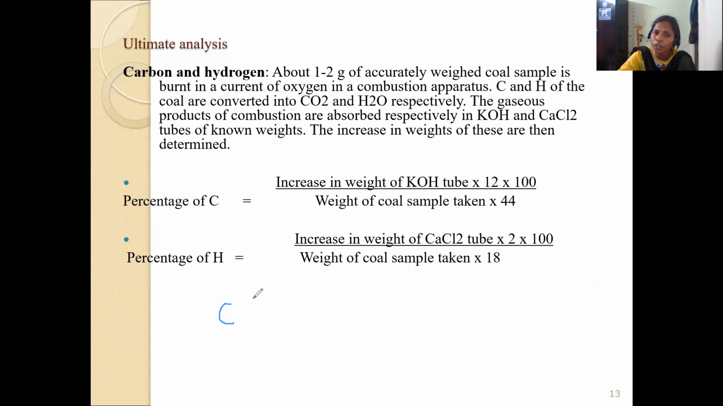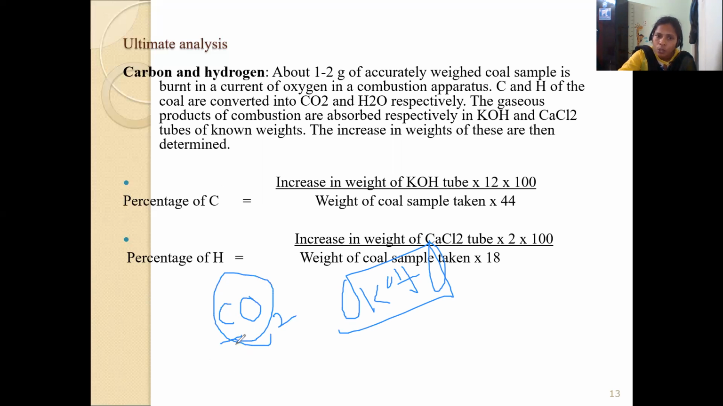How are you going to find the percentage of carbon from carbon dioxide? The KOH bulb increases in weight due to carbon dioxide. So the percentage of carbon is the increase in the weight of the KOH tube divided by the weight of the coal sample taken. We are finding carbon from carbon dioxide, so carbon weight divided by carbon dioxide weight.